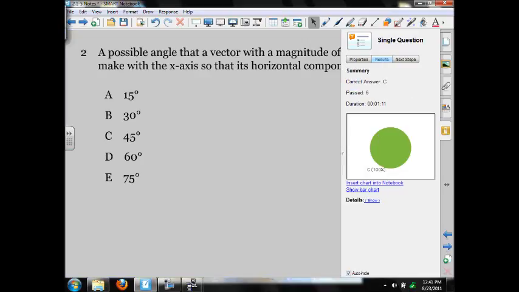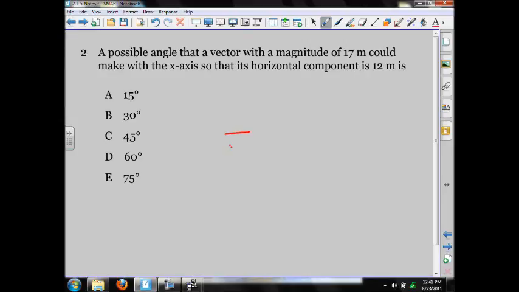You know, it looks like all of the answers there. Yeah, we want our horizontal component to be 12. We have a vertical component, and the resultant is going to be 17. What do I give you? Sine, cosine, tangent? Cosine, yeah. We have adjacent and hypotenuse, so inverse cosine of 12 over 17 should be.